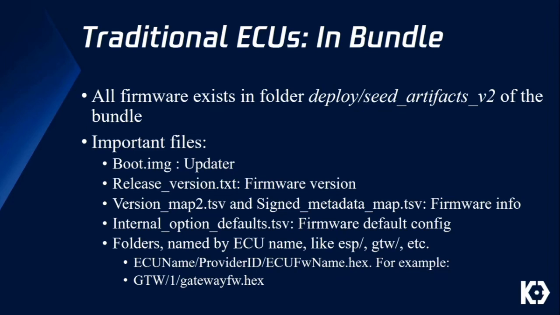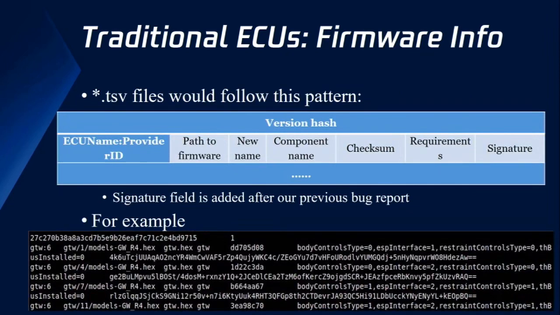And it's time to describe the TSV file. The TSV file would follow this pattern. The first line is always a version hash. And each line is following the same pattern. The ECU name, here GCW, and the provider 6. And the path to the firmware, like we have just said, GW1 models GWR4. And the new name, which means if you want to put this file into the release TGZ, you should rename it to gateway.hex. And the company name, of course, the GCW. And the checksum, CRC32, of course.